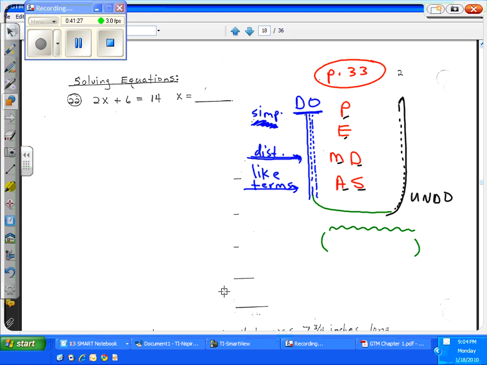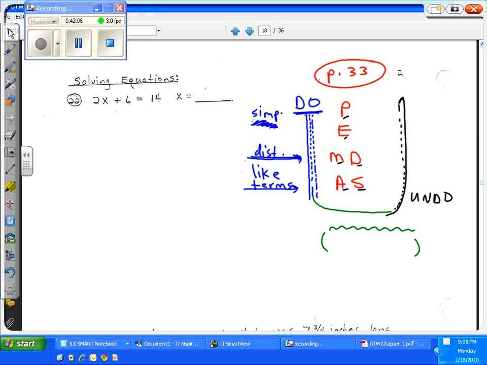So, number one, we're going to say, is there anything we can do to simplify the expression on either side? We've got multiplication and addition. You can't do the multiplication. 2 times x is just 2x. You cannot add because you can't add if the names are not the same. Those are not like terms. So we say, is there anything we can do to simplify? And the answer is no.